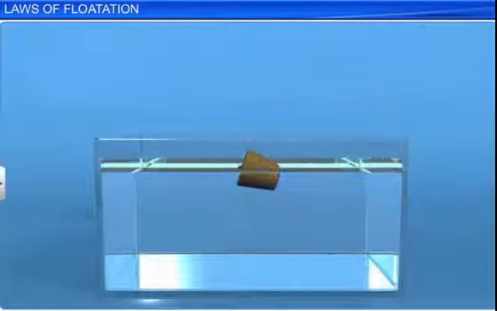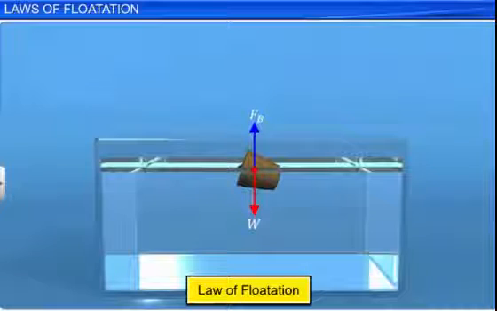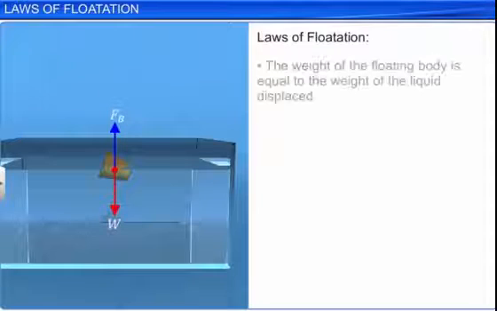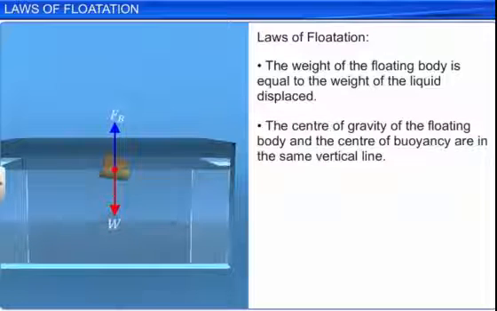When the body floats with its volume partially above the liquid surface, the volume of the liquid displaced by the body is equal to the volume of the submerged portion of the body. Since the body is in equilibrium, the force of buoyancy acting on the body must be equal to its weight. This is known as the law of flotation. The laws of flotation can be stated as: the weight of a floating body is equal to the weight of the liquid displaced. The center of gravity of a floating body and the center of buoyancy are in the same vertical line.